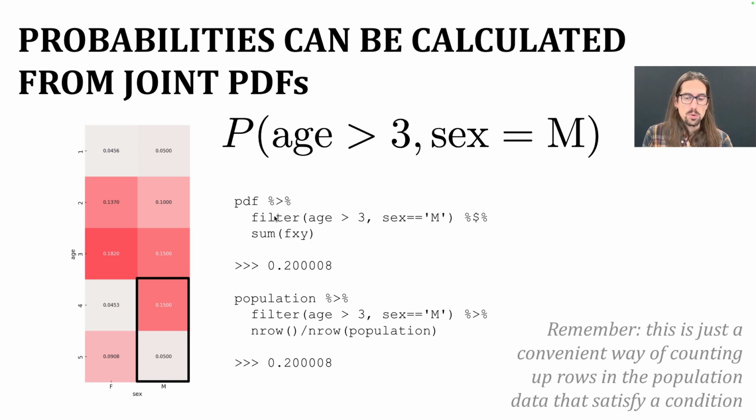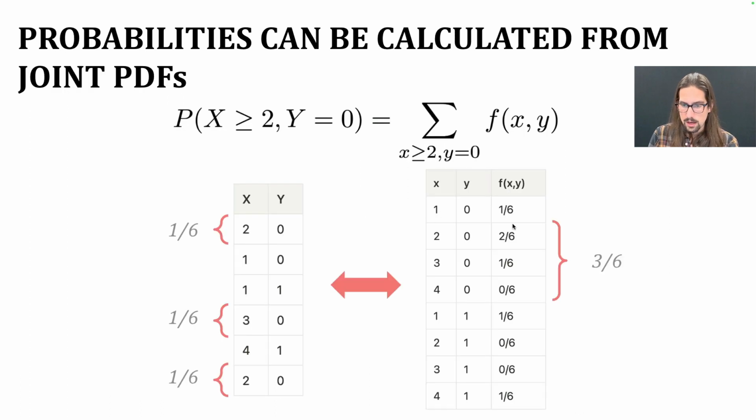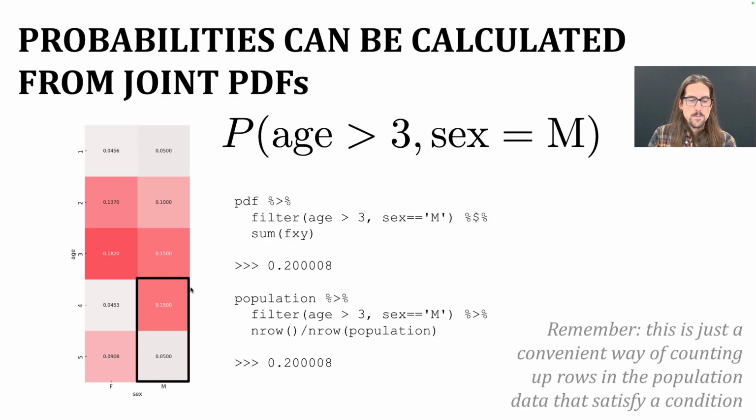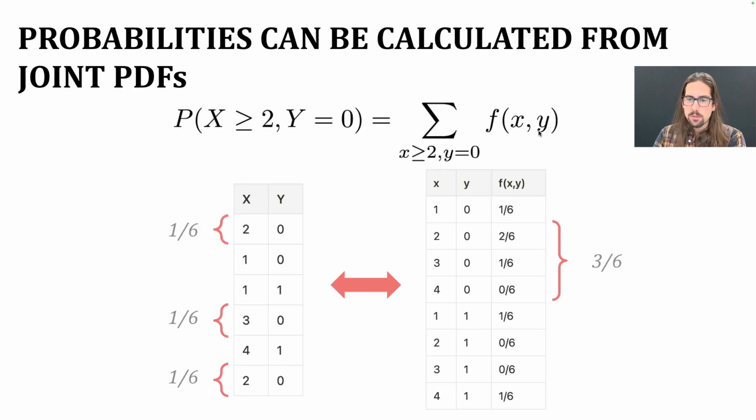And you can see that you get the same answer whether you take the PDF and just get out those 2 values by filtering those rows. So I'm getting rid of all these other rows, just keeping these ones, and then adding those values. I get the same answer as if I were to take the population, filter the entire population, and then count how many people I have left divided by the total number in that population. So it's this formula here where you're adding up values of the PDF. It's just a convenient way of counting.